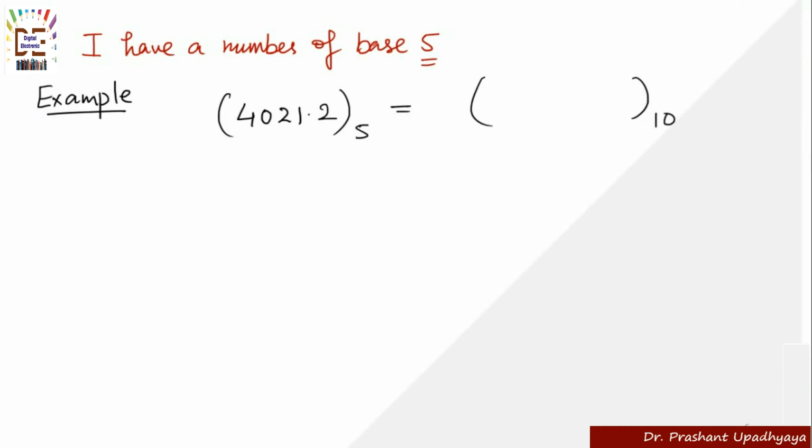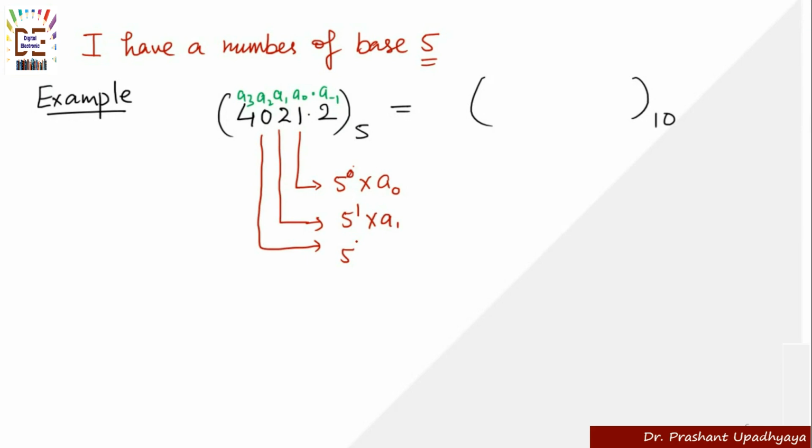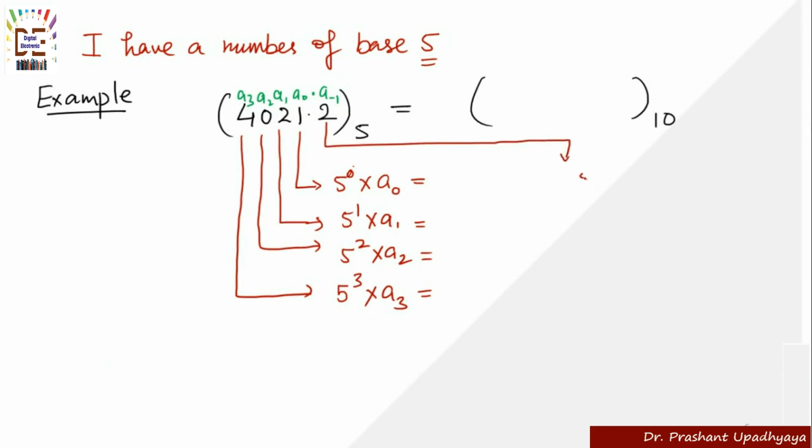So how are we going to do it? We will take 5 raised to power 0 into A0, starting from A0, not A1, because we are starting from A0, A1, A2, A3 and dot A minus 1. So 5 raised to power 1 into A1, 5 raised to power 2 into A2, 5 raised to power 3 into A3. And this will be 5 raised to power minus 1 into A minus 1.